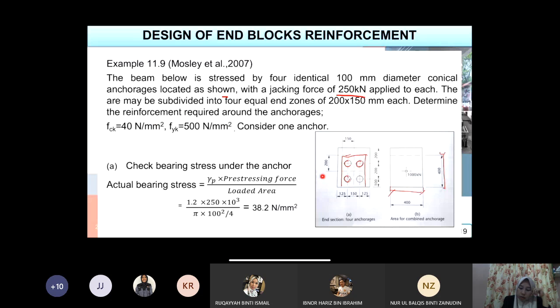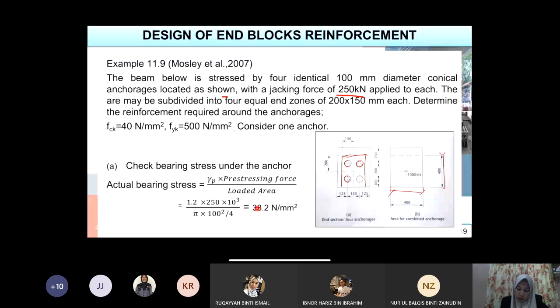Determine the reinforcement required around the anchorage. With the parameters given, consider it as one anchor. Here you calculate the actual bearing stress by taking the force, multiplying with the partial safety factor, and dividing by the loaded area. The loaded area will be 100 squared times pi divided by 4. This is the tendon area, so one loaded area.